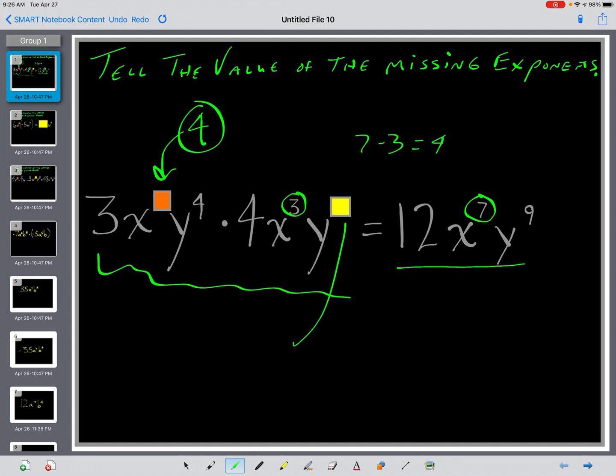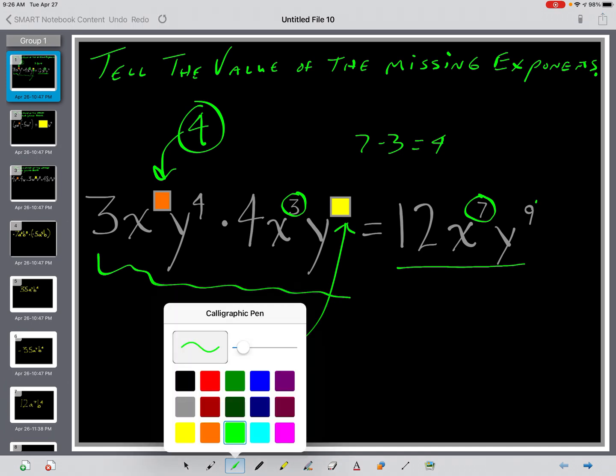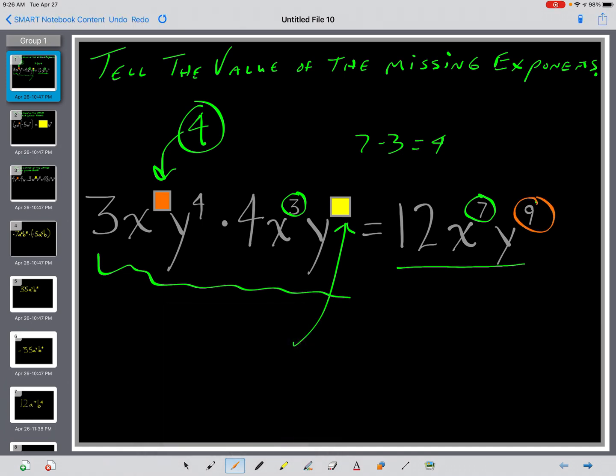All right, so for the yellow box, same thing, except for 9. We look at the product, and the value is 9. And we're also given 4 in the first y value, so that's going to be 9 minus 4. And of course, that's 5. So the value of this yellow box is going to be 5 right there. All right, so that's how you would do that.